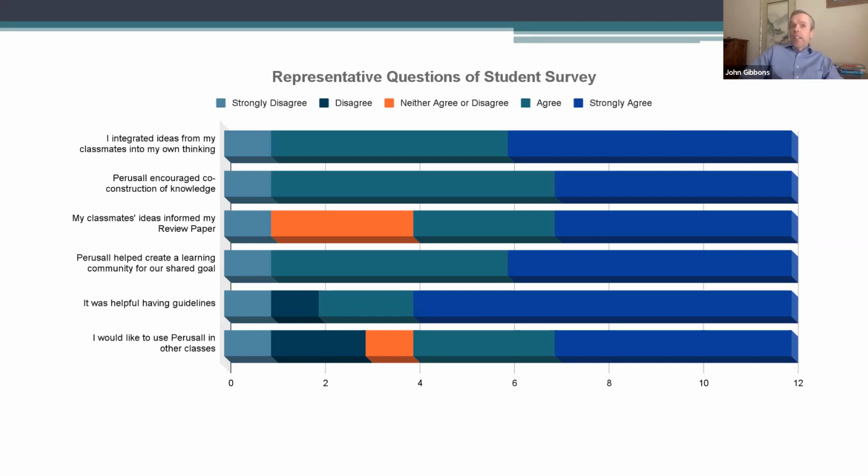It was helpful having guidelines. Most all students agreed with this. So that's a good thing to keep in mind when you're making this for your students. I'd like to use Perusall in another class.